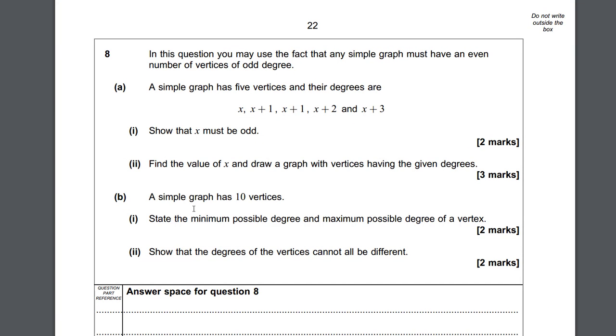In part B, it says a simple graph has 10 vertices. State the minimum possible degree and maximum possible degree of a vertex. When you're answering a question like this, it's important to look for the keywords in the question, but also the keywords that are not in the question. So here, a simple graph just means we've got no loops or repeated edges. But the keyword that is not included in this graph is connected. It doesn't say it's a connected graph. And if everything doesn't have to be connected, there's no reason why we can't have a vertex that has no arcs connected to it, so it's of order 0.